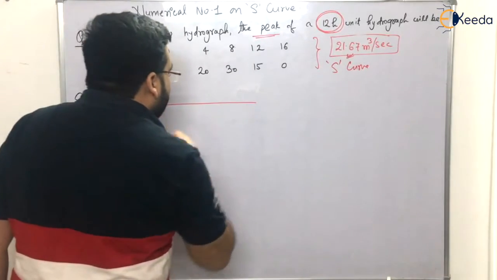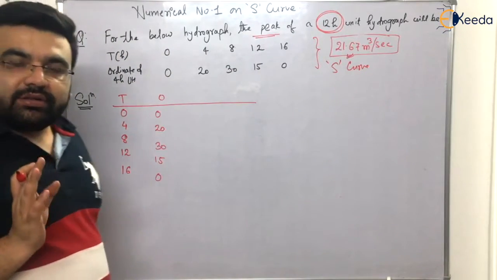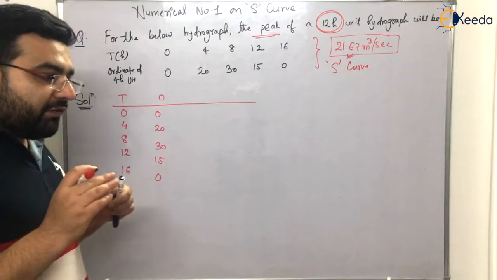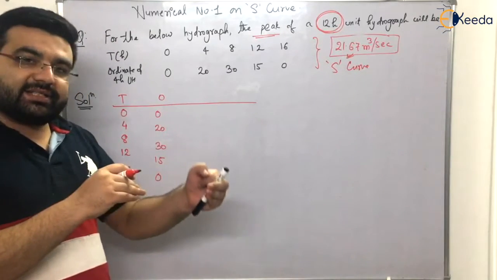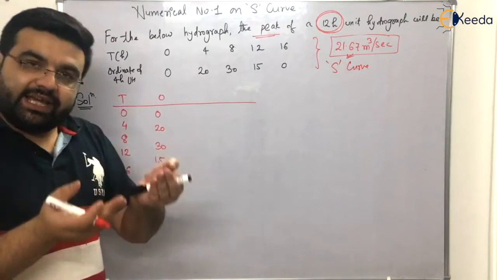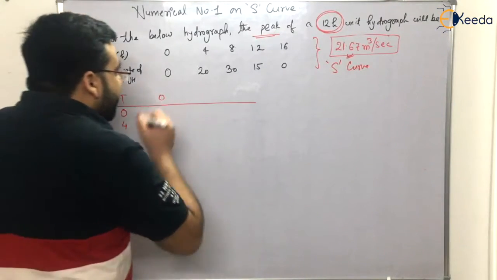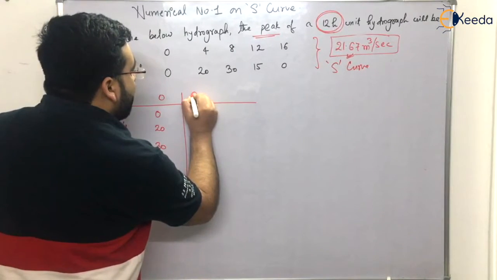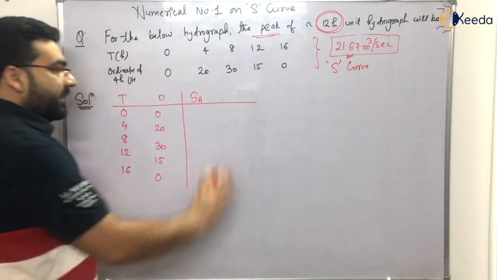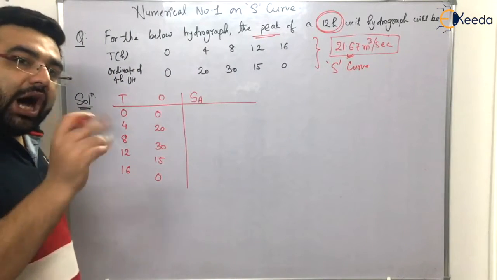Now, step number 1. First of all, we have to make an S curve, which is also known as SA. Let us make an S curve and denote it with SA. SA is the first S curve. So how do we get the S curve?